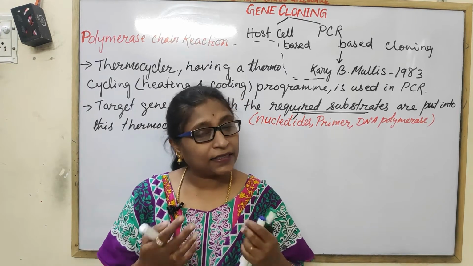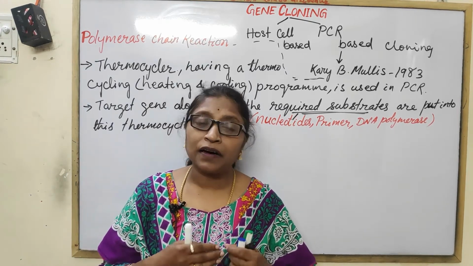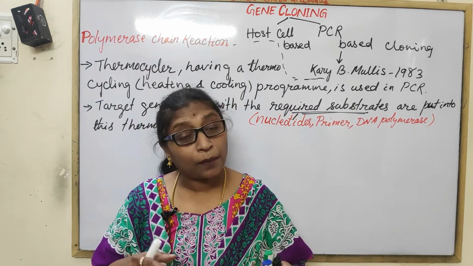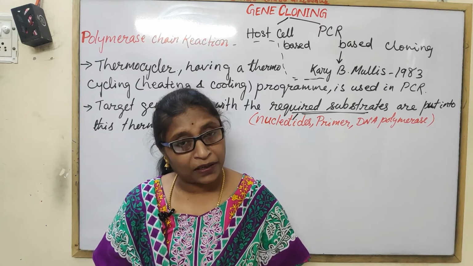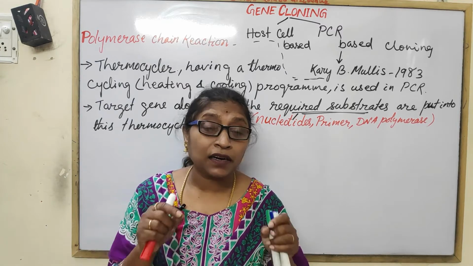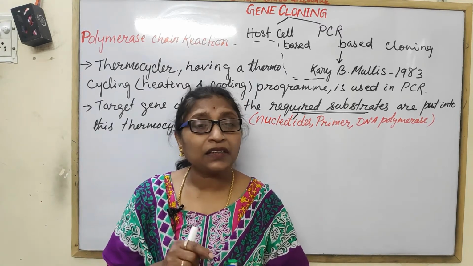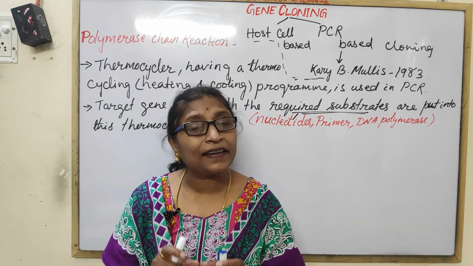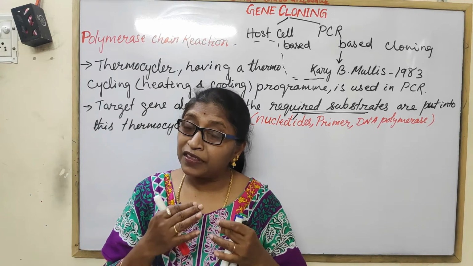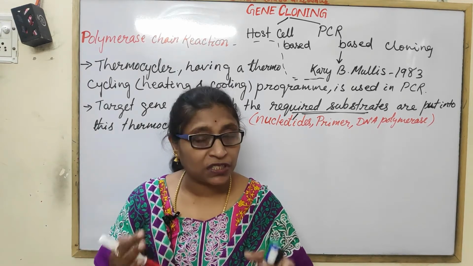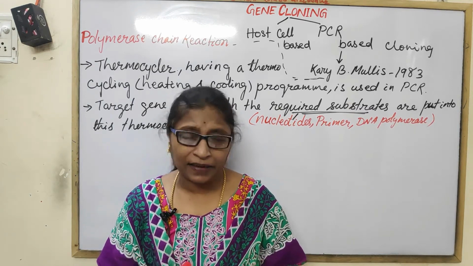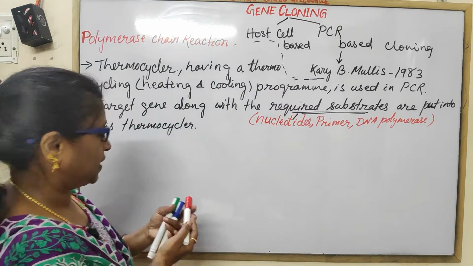Okay, here what happens in the first cycle? At the end of the first cycle, it gets doubled. At the end of the second cycle, what will happen? It will quadruple, the number of genes will be quadrupled, and so on. Here no host cell is used. This reaction of making multiple identical copies of the target gene, the desired gene, occurs without the help of any host cell. Only the device is used and the required substrates are taken along with the desired gene.